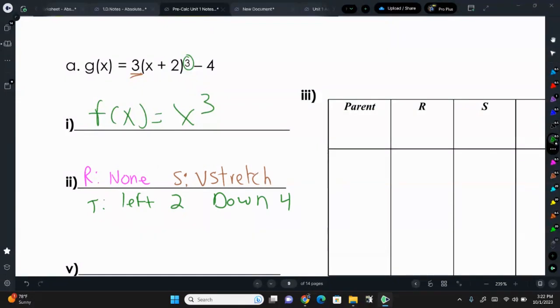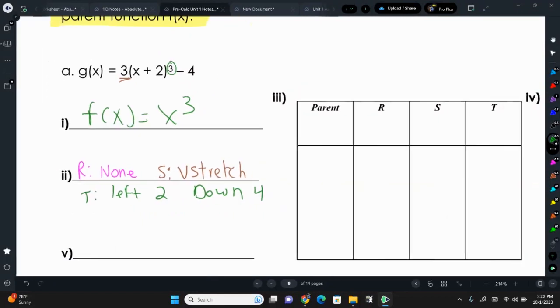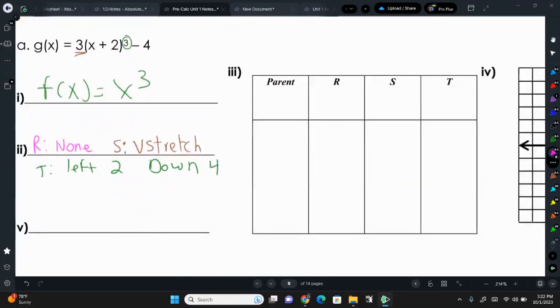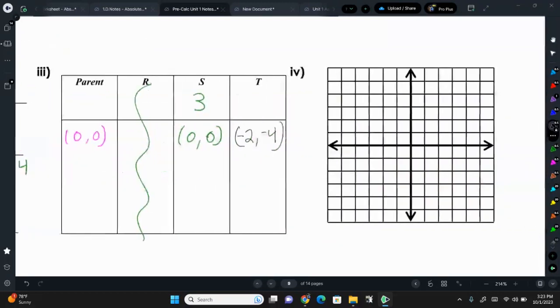Okay. So now the table, and like I said, at some point you may be able to do this table without writing it down, but I'm going to show you how it can help. For cubic functions, on the very first page, we know that we have 0, 0. We aren't reflecting anything, so we don't need anything in the R table, but our vertical stretch we have by 3. So we're going to multiply the y-coordinate by 3, which still gives us 0, 0, and then translating it, we're going to translate this point 0, 0, left 2 and down 4. So we're going to plot the point -2, -4.